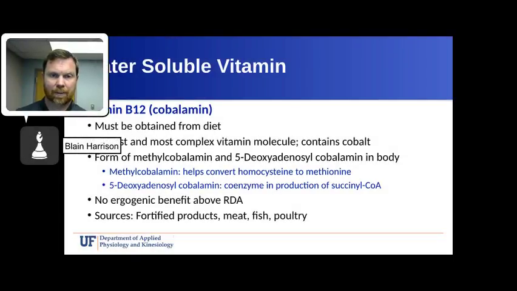Like biotin, vitamin B12 must also be obtained from the diet. It is the largest of the vitamin compounds and even contains the mineral cobalt, providing vitamin B12 with its alternative name of cobalamin. It functions as a component of two molecules in the cells. Methylcobalamin is a compound involved in converting homocysteine to methionine.